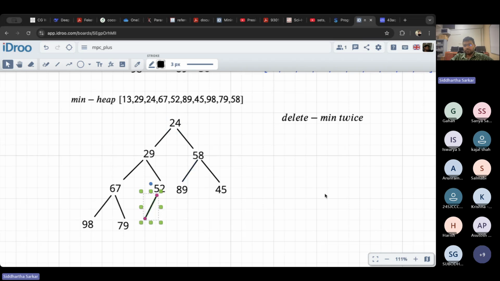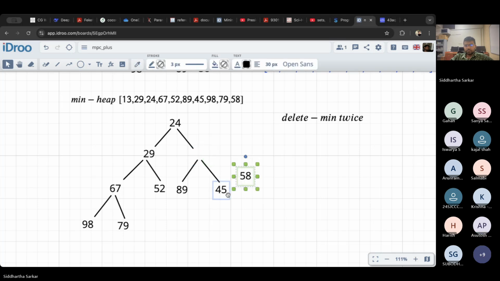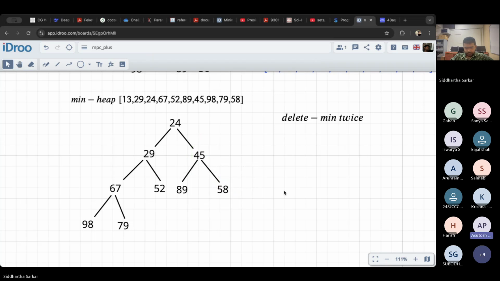Yes, go ahead. And the first one, the 58 should come in place of 45. 45 would go to 58, no? After the first deletion. Yes. Then the second option would be the answer. Okay.